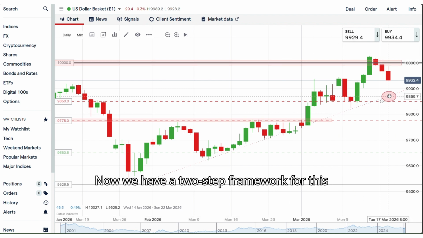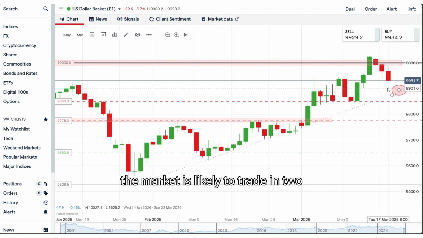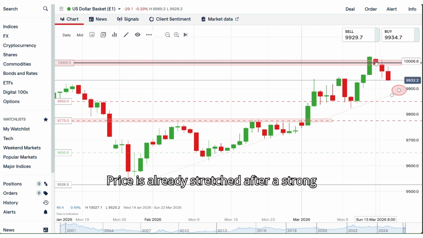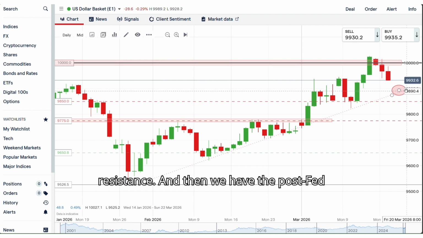Now we have a two-step framework for this week. With the Fed decision on Wednesday, the market is likely to trade in two phases. We have the pre-Fed positioning. Price is already stretched after a strong move. Expect potential consolidation or a mild pullback near resistance.